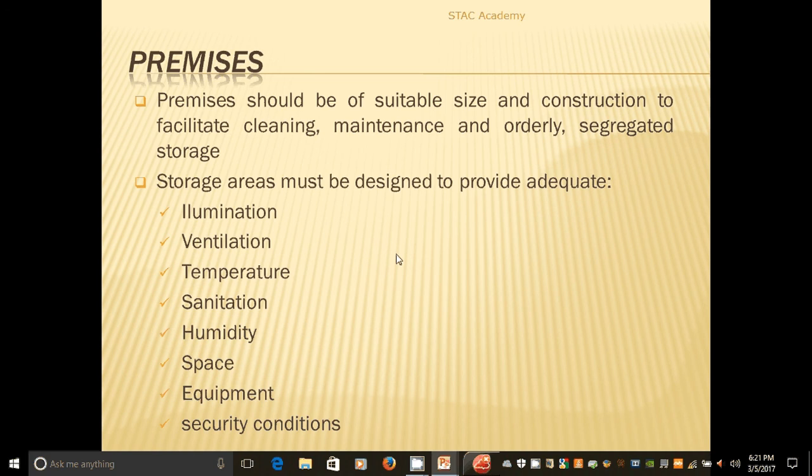Premises. As per good warehousing practices, premises should be of suitable size and construction to facilitate cleaning, maintenance and orderly segregated storage. Storage areas must be designed to provide adequate illumination, that is lux level, ventilation, temperature, sanitation, humidity, space, equipment and security conditions.